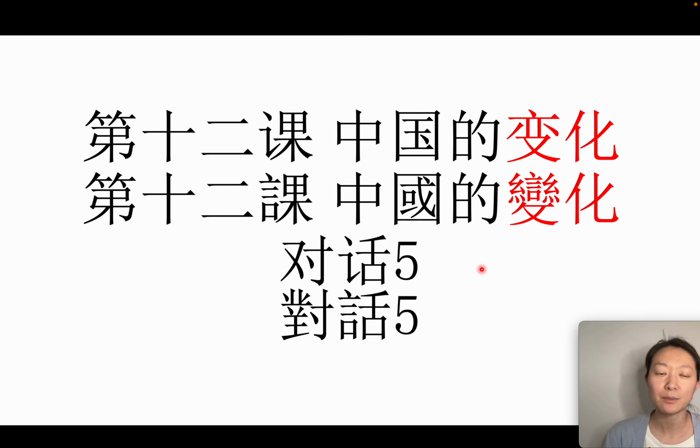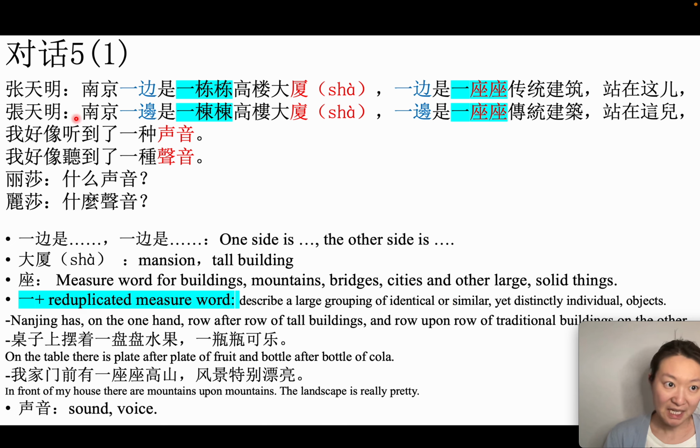学习最后一部分第12课最后一部分, which is at the end of page 36 and the whole part of page 38. 郑天明说，南京一边是一栋栋高楼大厦，一边是一座座传统建筑。一边是 means one side is this, the other side is this. 好，高楼大厦，大厦 means building, a tall building, mansion.